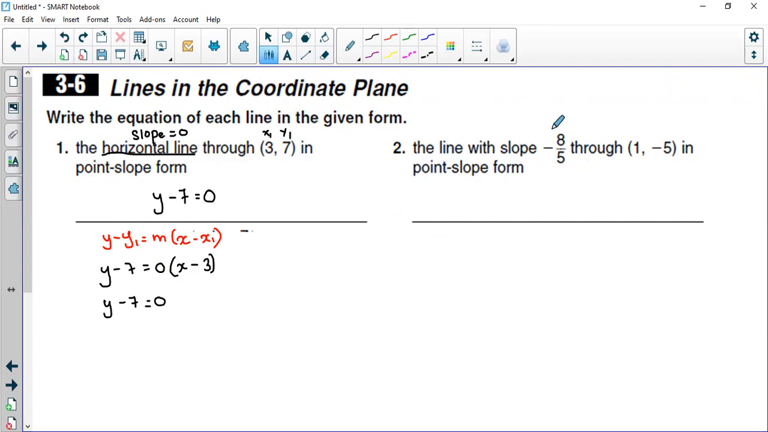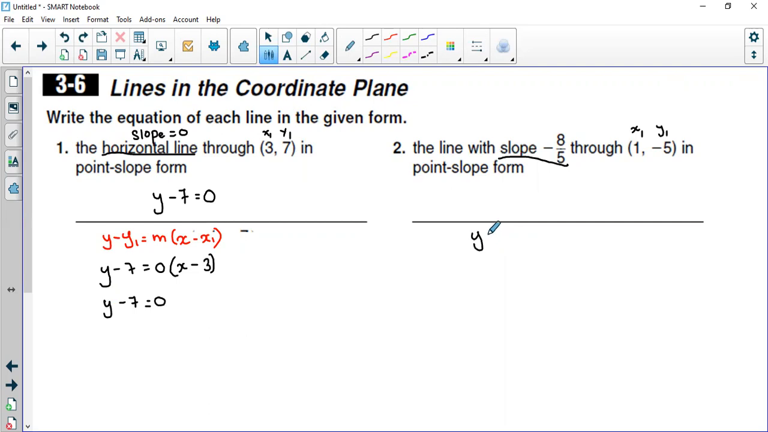It says the line with slope negative 8 over 5 through (1, negative 5). So the value of x1 is 1 and y1 is negative 5. So what was the formula for point slope form? y minus y1 equals m times (x minus x1). So let's write that here.